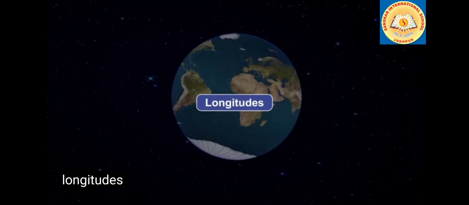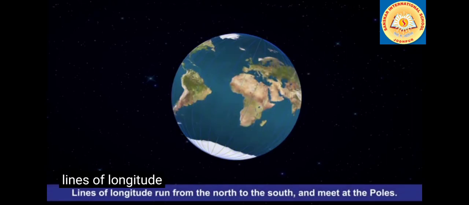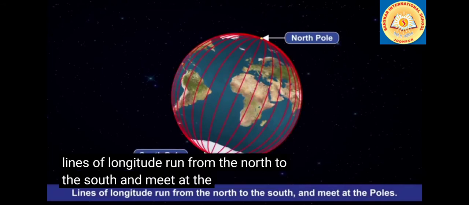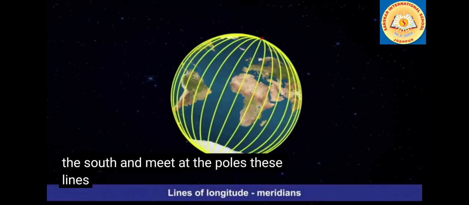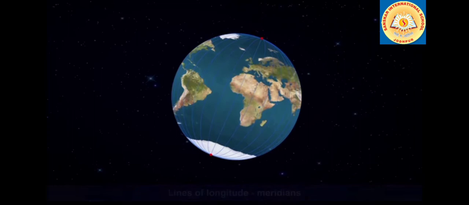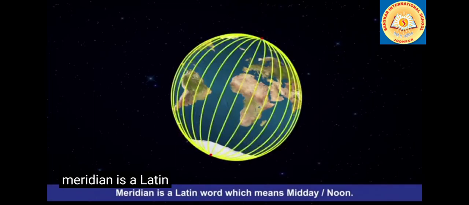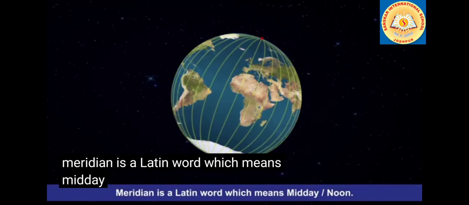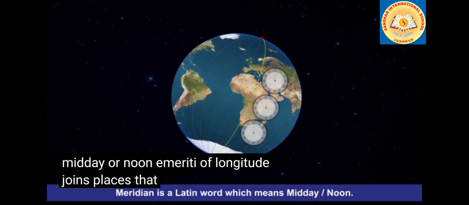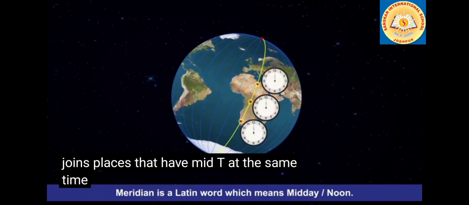Now longitudes. Lines of longitude run from the north to the south and meet at the poles. These lines are also known as meridians. Meridian is a Latin word which means midday or noon. Longitude joins places that have midday at the same time.